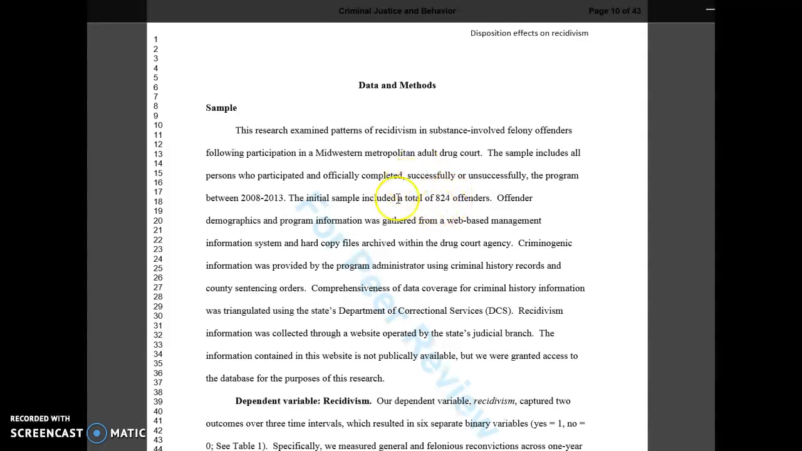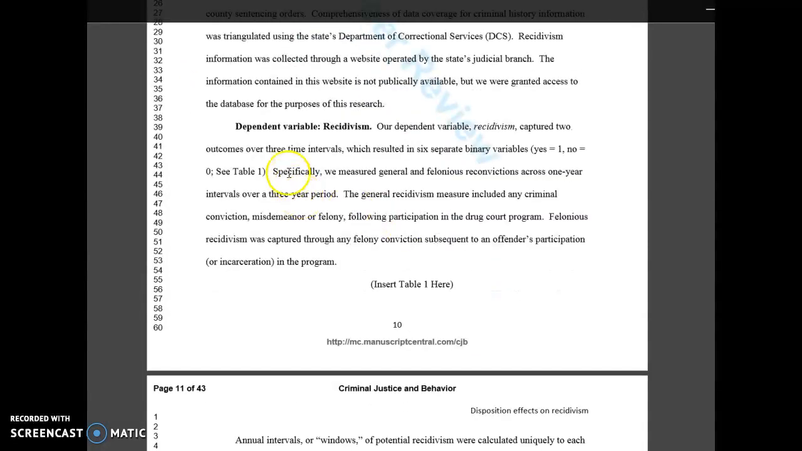So right here, it just tells in the sample section where the sample comes from. Then, in the articles generally that I write, I clearly identify the dependent variable. You'll find this in most, whether there's an actual heading to it or not. But in the methods section, you are going to find a description of the dependent variables and the independent variables.